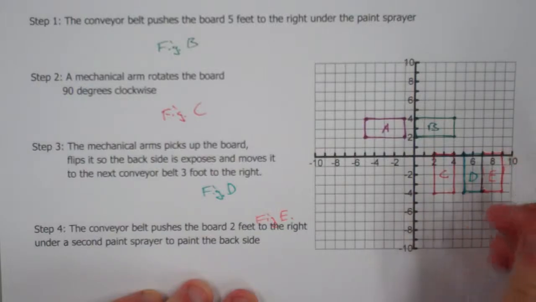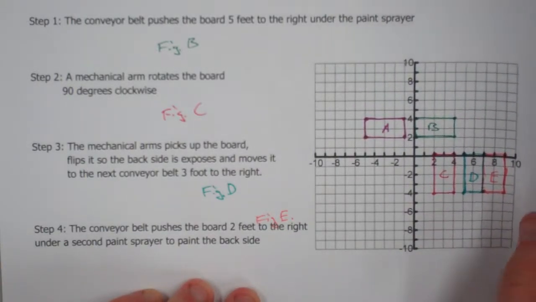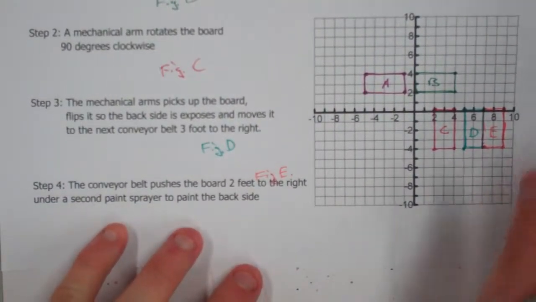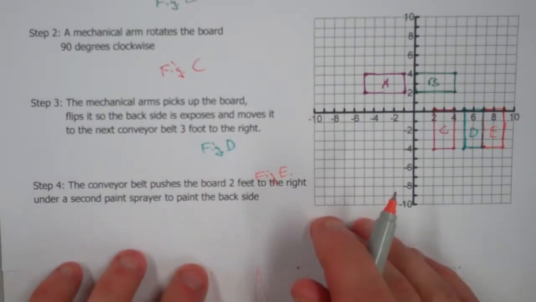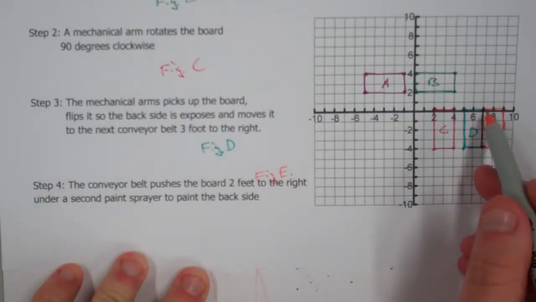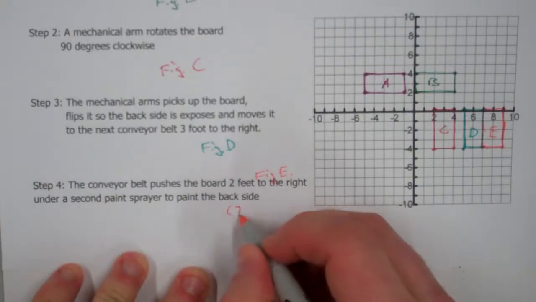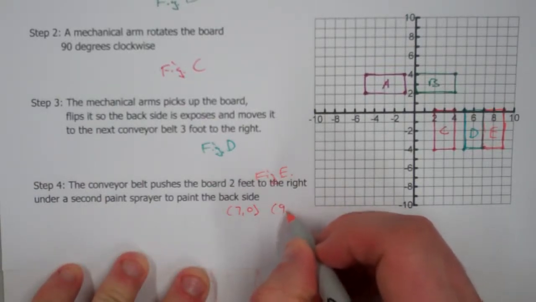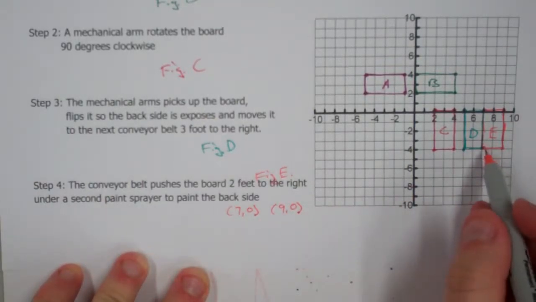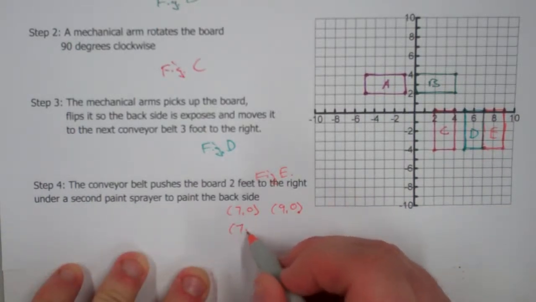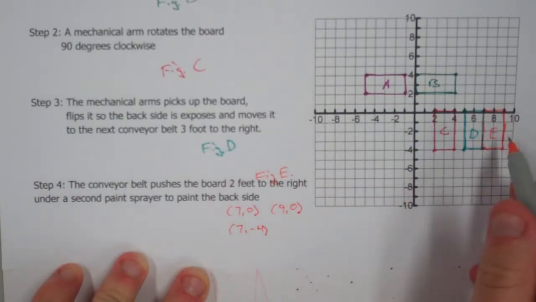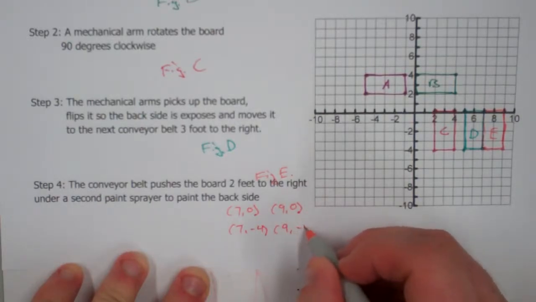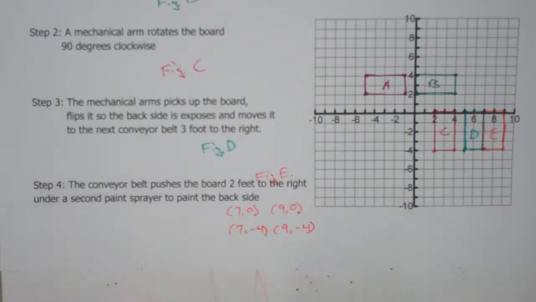The question asks us to determine the end coordinates of the board, so I'm going to write those down here. The end coordinates are (7, 0), (9, 0), (7, -4), and (9, -4). That's all there is to it.